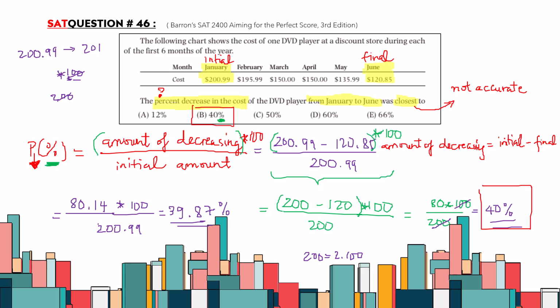And also you see that from 40 to 50 is really far, right? And from 12 to 40 is really far. So we made the 99 simple by just crossing that out and using only the whole number to work with.